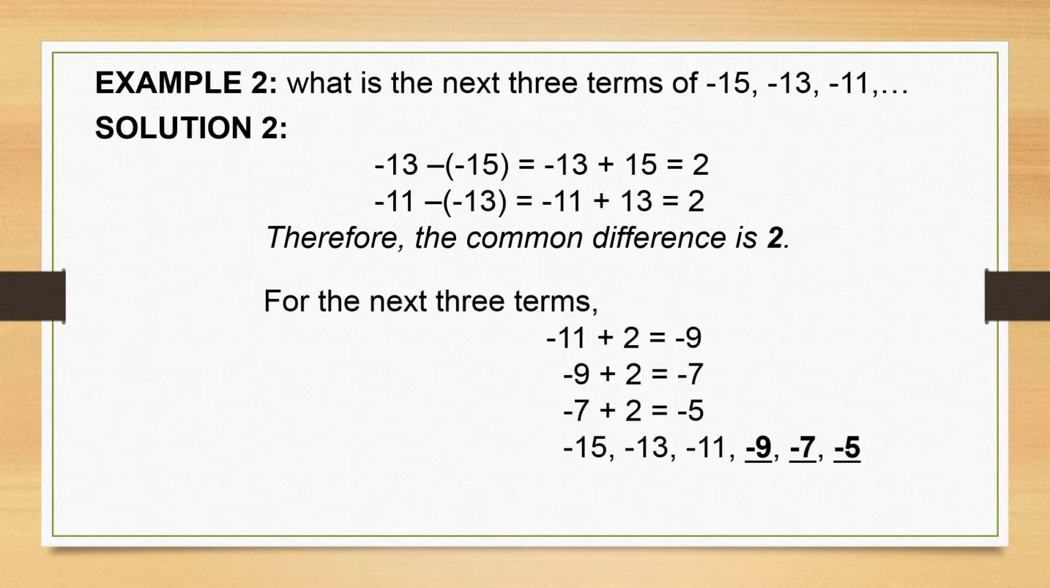Then for the next three terms, we'll add 2 to the last term, which is negative 11. So we have negative 9. Then negative 9 added by 2, we have negative 7. And negative 7 added by 2, we have negative 5. So the next three terms are negative 9, negative 7, and negative 5.